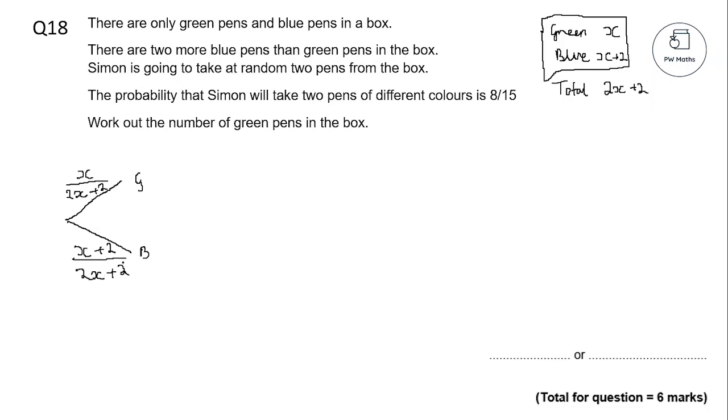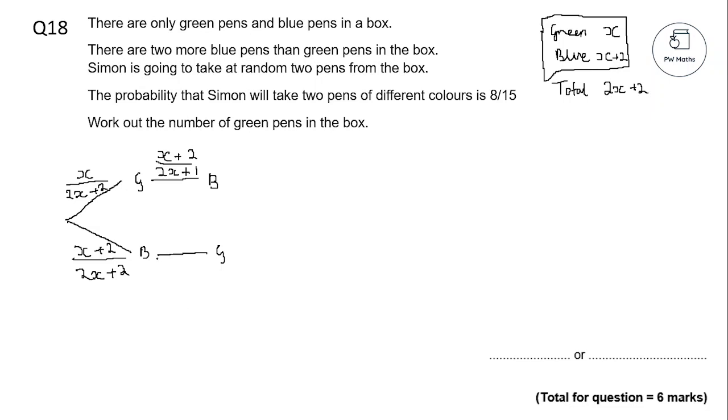When I'm drawing probability trees, I just want to do the paths that work. If I've taken a green pen first, then to make sure I take 2 pens of different colours, I then have to take a blue pen. And if I take a blue pen first of all, I then have to take a green pen. If I take a green pen first of all, it doesn't change the amount of blue pens that are in the box. There are still x plus 2 of them in the box. But of course, if I did take a pen, it does affect how many in total are in the box. There used to be 2x plus 2, there's now 2x plus 1.